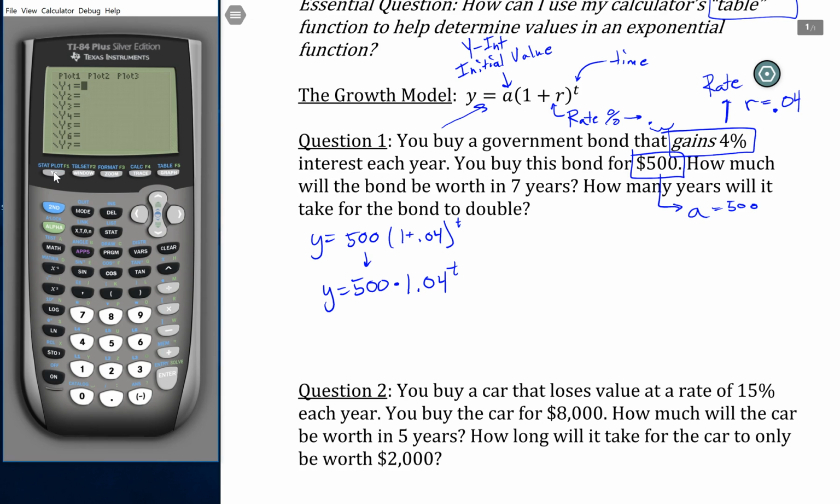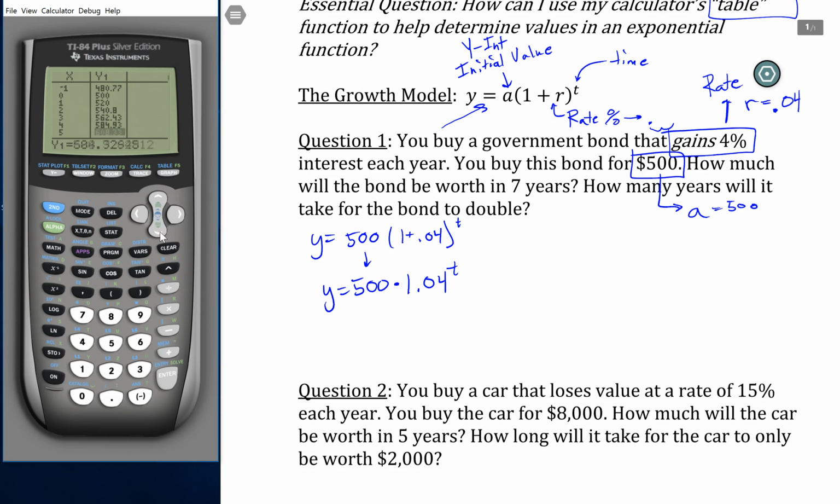So go into your y equals menu, and let's just plug in the function. We have 500 times 1.04 to the power of, instead of t, we'll say x, because it means the same thing. X will be time in this case. Now we could graph this, but because of the super high y-intercept value, we would have to adjust the window a lot. So instead of graphing, let's hit second table. Notice that above the graph there's this little blue table, and look at what I have. I actually have different x values, and then it shows me the corresponding y values.